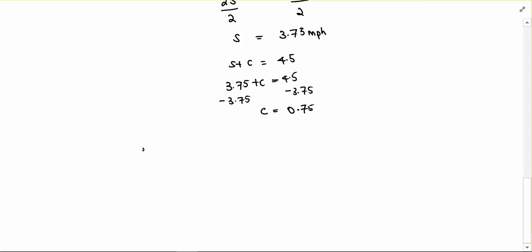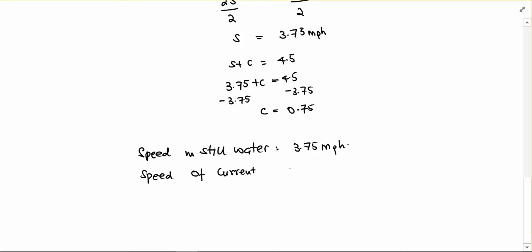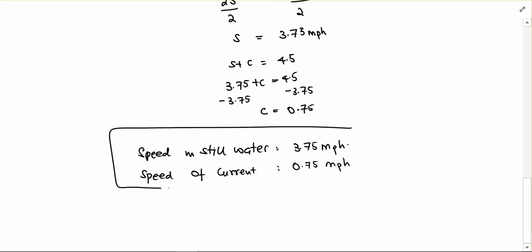So let's report answers. Speed in still water, 3.75 miles per hour. Speed of the current, 0.75 miles per hour. All right, we'll take a look at more examples in future videos.